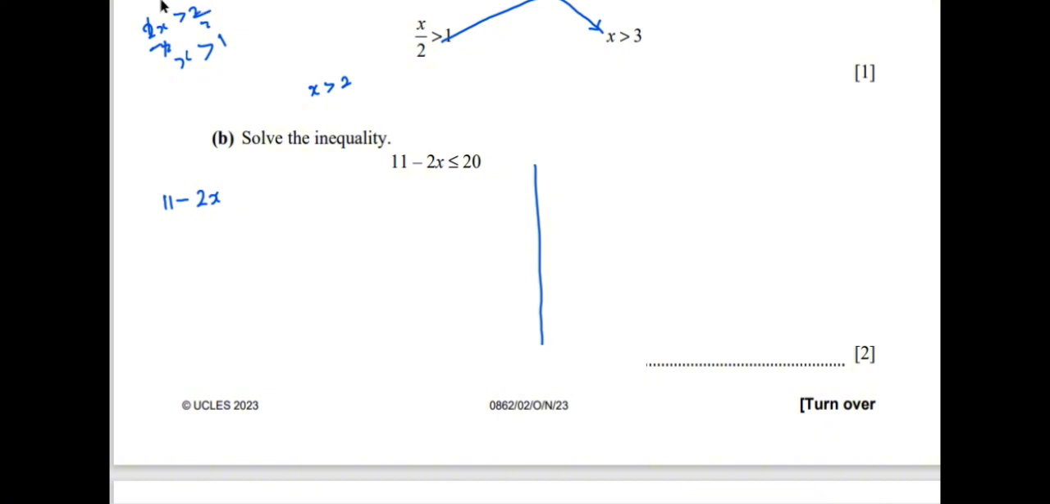So I have less than or equal to 20. When this 11 crosses over, it becomes minus, so I'm going to have minus 2s less than or equal to 20 minus 11. That is going to give me minus 2s less than or equal to 9. By the time I divide by minus 2, this and this will go. In inequality, when you divide by a negative value, the inequality sign will change. So I'm going to have something like s greater than or equal to minus 4.5.